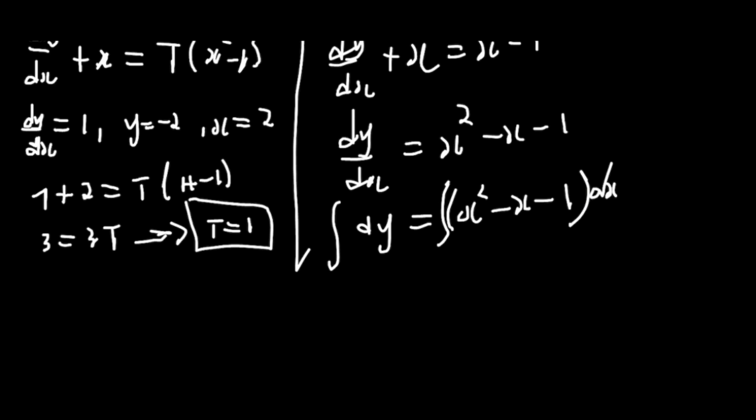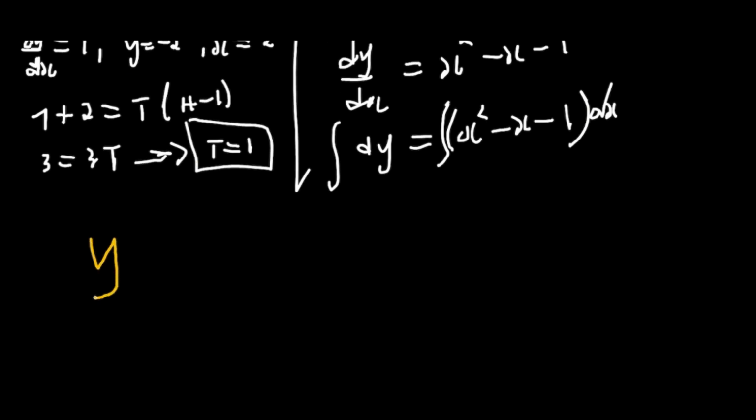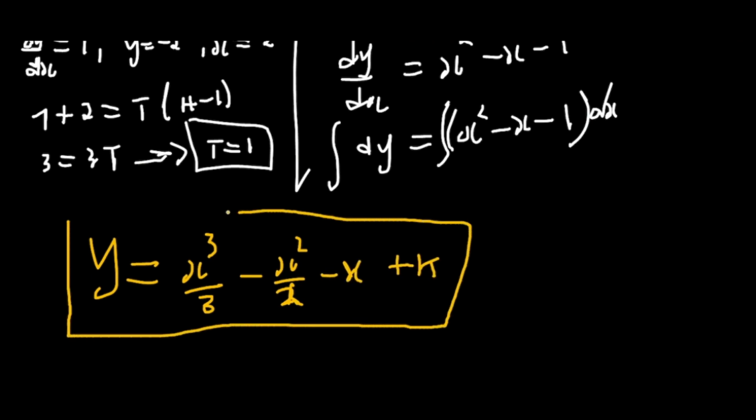so that when we integrate this, we're finally going to have y equal to x cubed all over 3 minus x squared all over 2 minus x plus our constant k, because the limits of integration were not given.